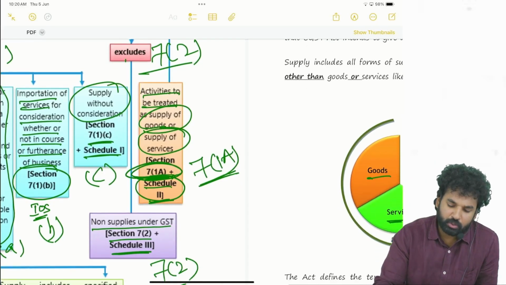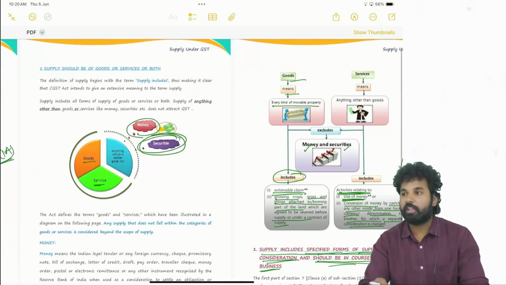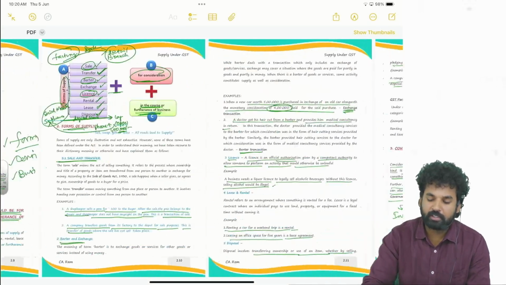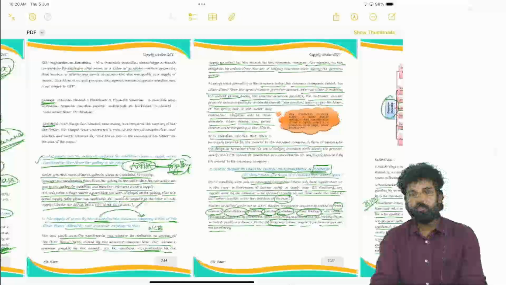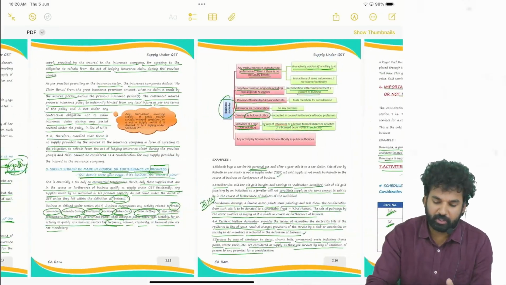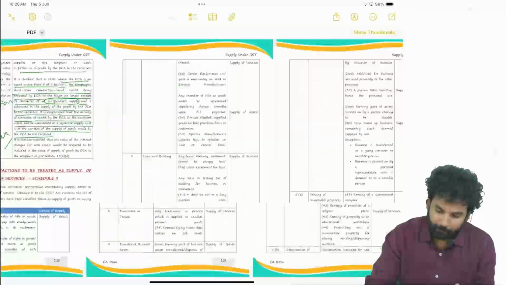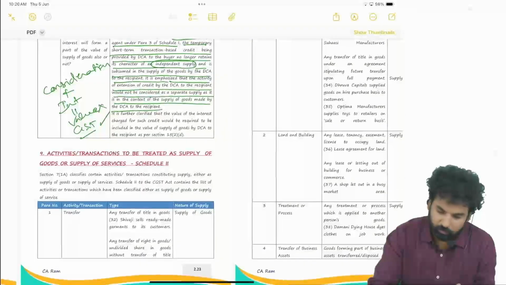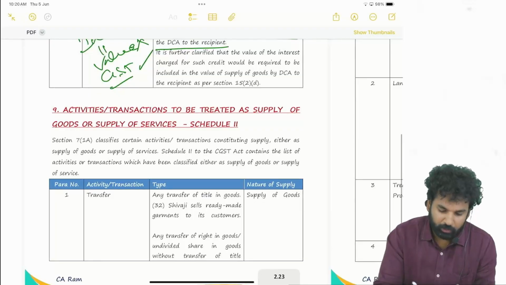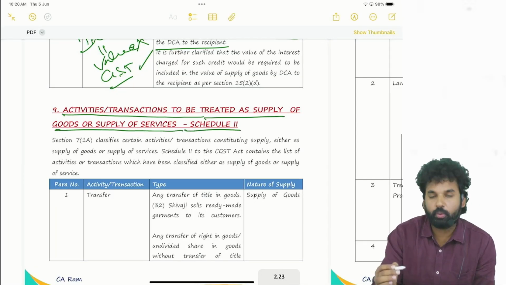So 7.1a schedule 2 is, once the activity is a supply, whether it will be treated as supply of goods or supply of services. Those activities are mentioned here in schedule 2. See here, activities or transactions to be treated as supply of goods or supply of services, schedule 2.